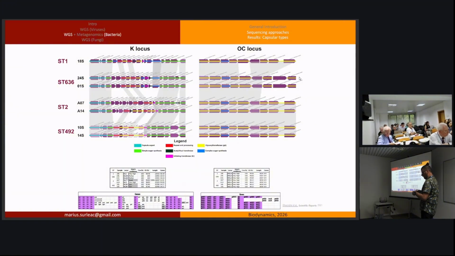And we can also look at the cell wall, especially in gram-negative bacteria. We can look at the elements that are produced by the bacteria for the cell wall, like peptidoglycans, lipoproteins, and so on.